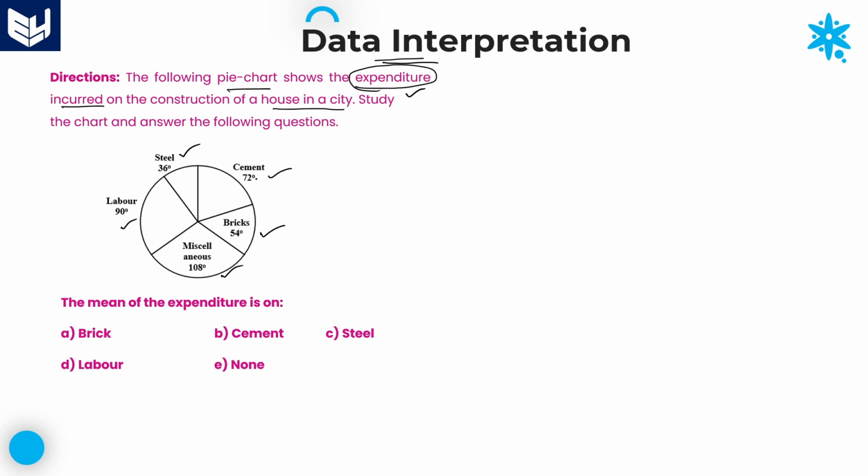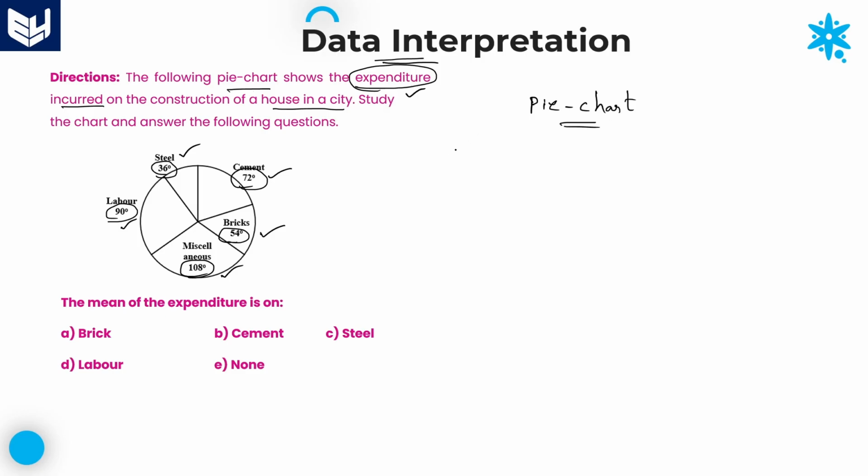And one more thing, the values which are provided in the pie chart are all in terms of degrees. Each and every value is given in terms of degrees. That is either 54, 72, 36, 90, 108. All these are in terms of degrees. Now, before going to the questions, I will tell you how to convert degrees to percentage, as well as percentage to degrees. Especially in pie charts, you must know these 2 points.